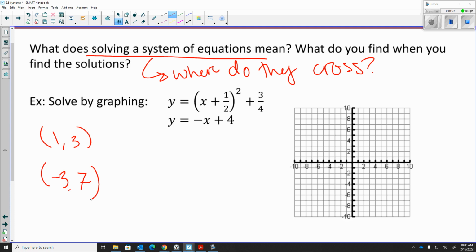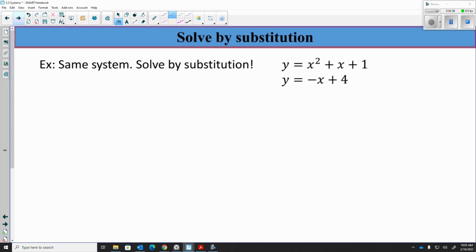Okay, does solving by graphing make a little bit of sense? All you do is graph them, you find where they cross. That's it. That's literally all it is. Okay? Let's do the next method. It says solve by substitution, and it is definitely not the same system, so ignore that. Not the same system. So I have those things, and I want to solve by substitution. That's when you plug something into something else.